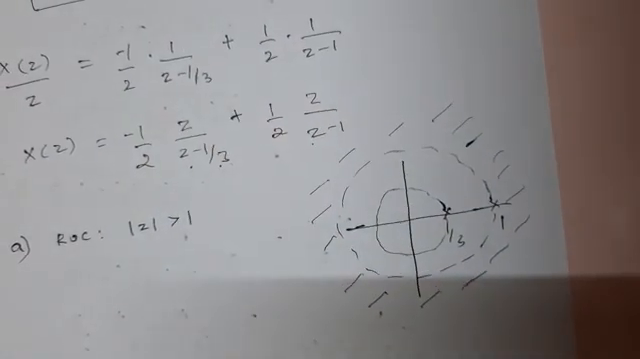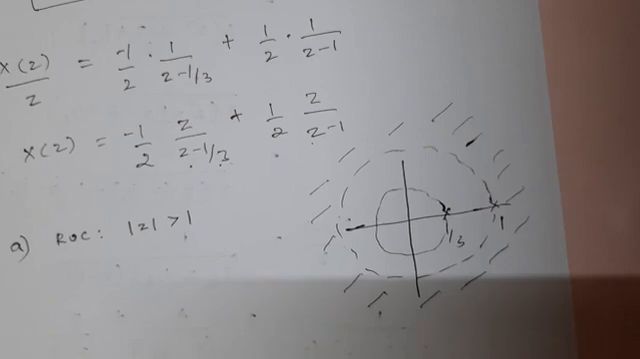Why? Because for a right sided sequence, try to remember the first one, the positive time exponential sequence, that is x of n equal to a to the power n u of n. What was the ROC? ROC was Z greater than a. For x of z, what was x of z? For x of n equal to a to the power n u of n, z divided by z minus a, and ROC was z greater than a.